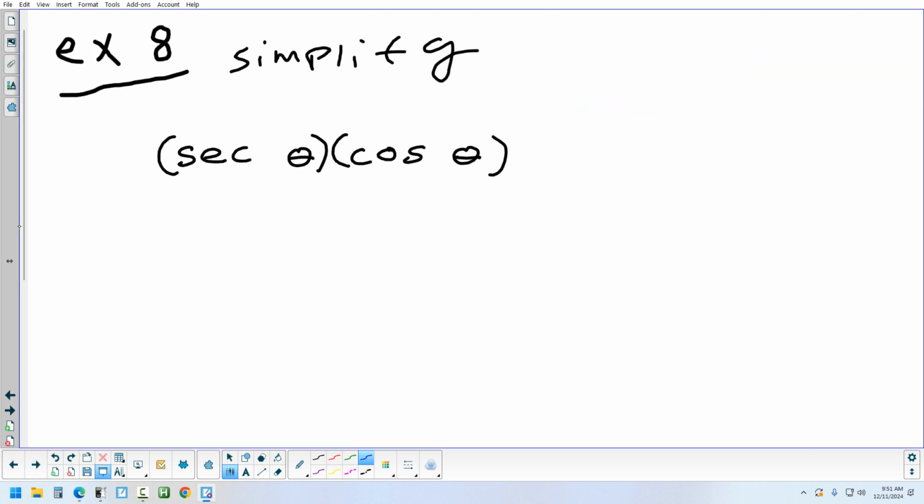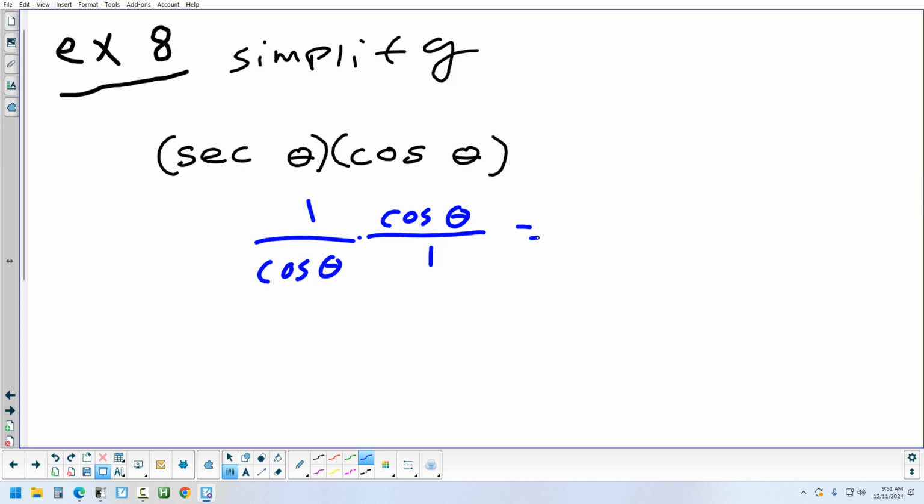All right, let's try this one. Secant times cosine. So the trick is use one of the identities that I gave you on the other page to rewrite that. So when you're done, you have all sines and cosines. And the hope is something cancels out. That's already cosine, so you're not going to do anything with that. If you want to make it a fraction, you can. But what about secant? What is another way we can write secant? Right, it's 1 over cosine.